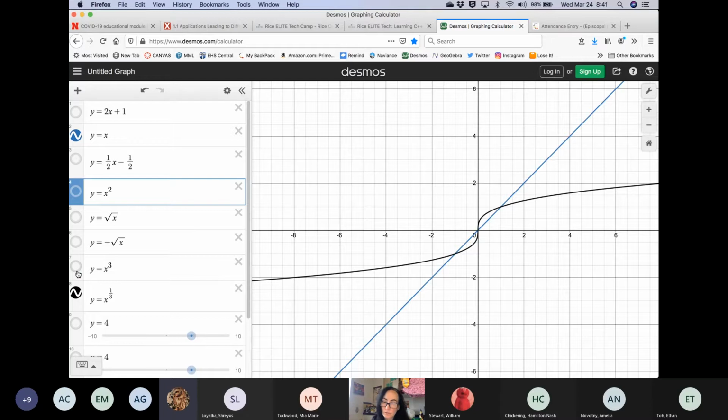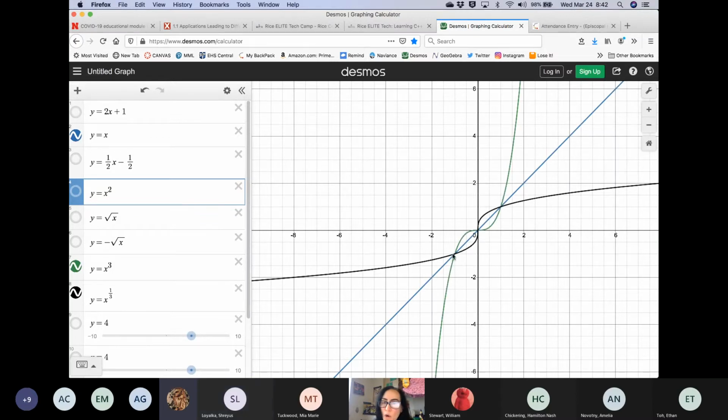Is the graph of the image of the reflection of the original parent cubic function a function? No. It's not? Yes, it is a function. Sorry, I was looking at it wrong. I thought that the point it crossed was... Never mind. That's okay.